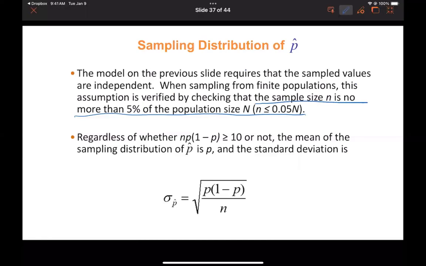But even if this isn't true, which it's going to be true in every example we do, you're still going to use this new standard deviation. We just can't guarantee that we have a normal population. But I'm not going to give you anywhere that's not true, so it's not a big deal, but just letting you know it's a thing.